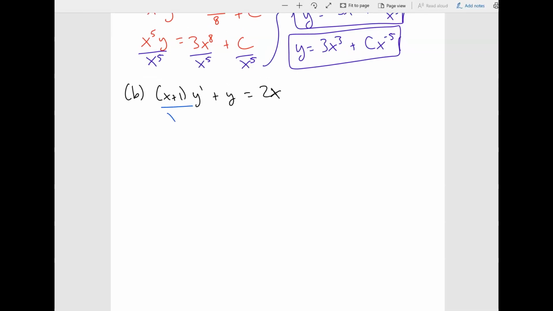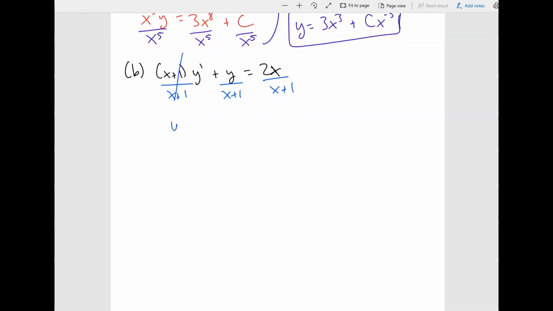So divide by x + 1, divide by x + 1, divide by x + 1. This is going to go away. I'm left with y' + y/(x + 1) = 2x/(x + 1).